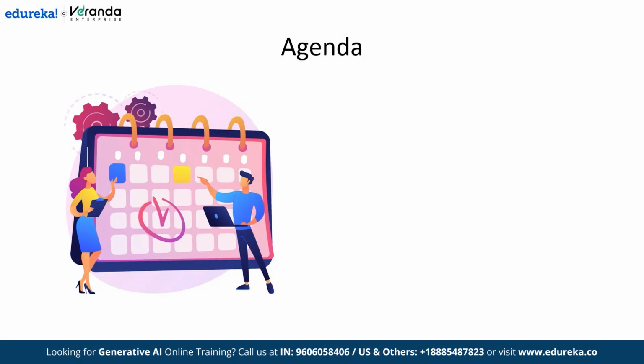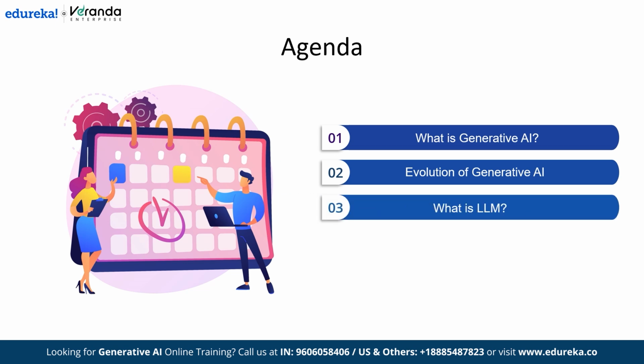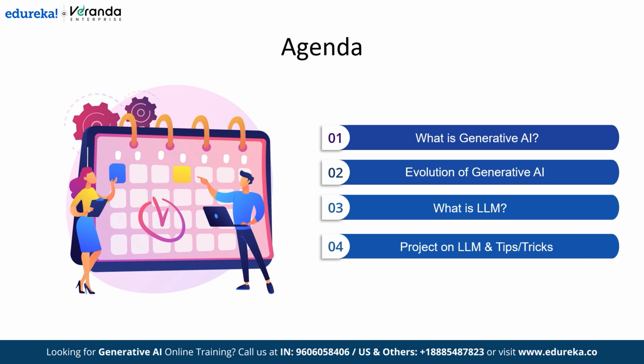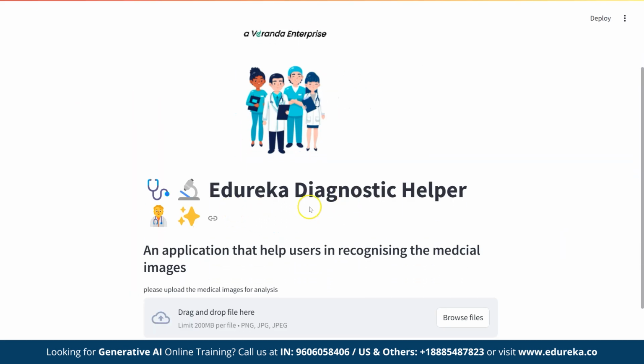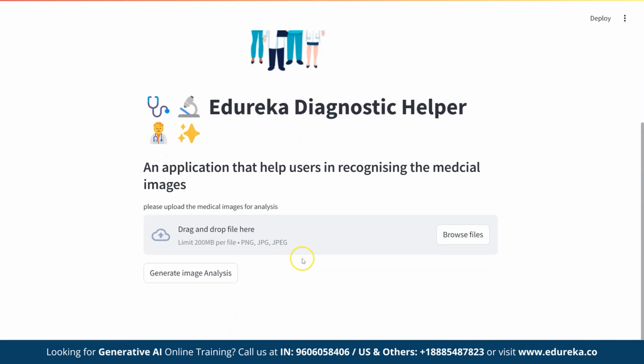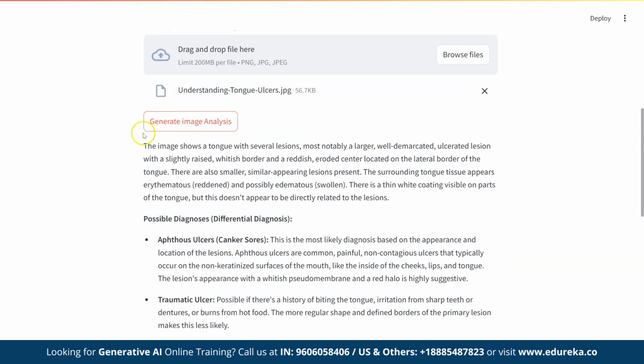So, let's dive in and start with our agenda. We will touch on examples and applications of Generative AI, take a historical tour from 1900 to 2024, and then dive into how LLMs work with real-life examples. We will wrap up with useful tips and tricks and a small project to reinforce your learning, where we are going to create a medical image analysis application using Streamlit, Python and an LLM of Google Gemini AI. So, stay tuned until the end of this session.